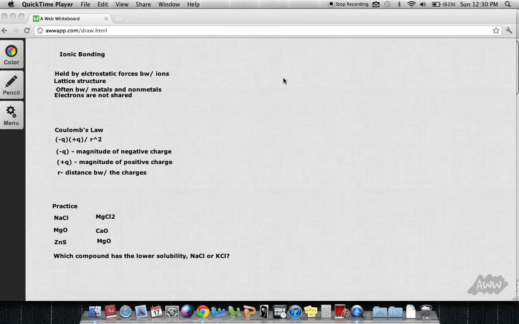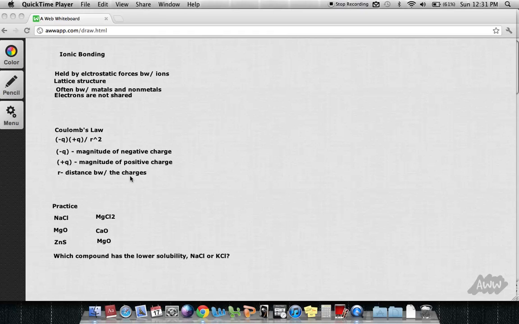So now, ionic bonding also looks at the relationships between the distance and the charges, and that's summarized in Coulomb's law. Coulomb's law states that the force is proportional to the magnitude of the negative charge times the magnitude of the positive charge, divided by the distance squared. The easiest way to explain this is to do some practice examples.